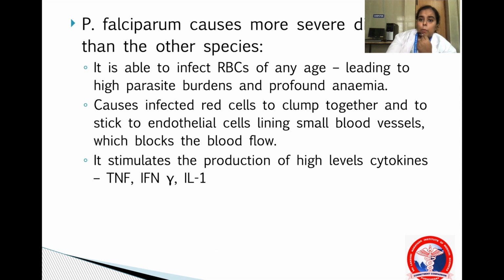So, falciparum causes more severe disease than other species. How is it possible? It is able to infect the RBCs at any stage, leading to a high burden of the parasite and profound anemia. It causes infected red cells to clump together and to stick to the endothelial cells lining the small blood vessels, which blocks the blood flow. It also stimulates the production of high levels of cytokines like tumor necrosis factor, interferon alpha, and interleukin 1.